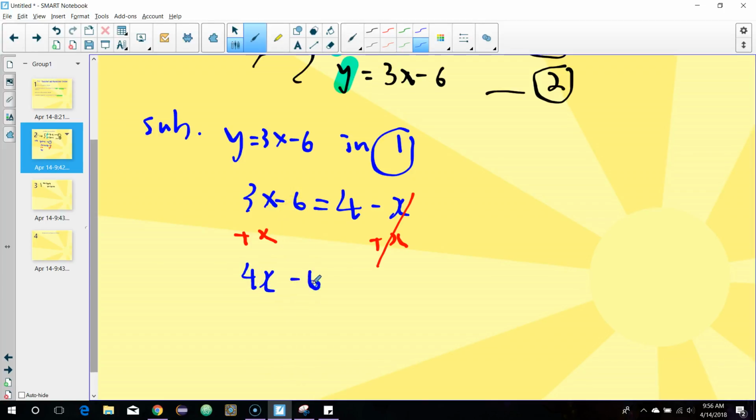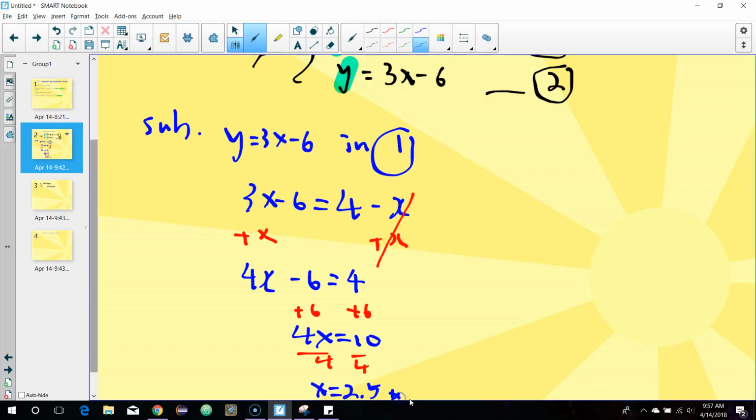Copy that minus 6. Copy that equal sign. Copy that 4. Then the rest of this is just like moving that 6 to the other side, that negative 6. Plus 6, plus 6, so 4x is equal to 10, and then divide by 4, x is equal to 2.5.